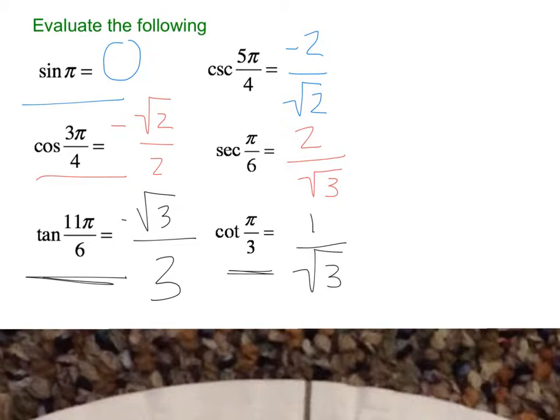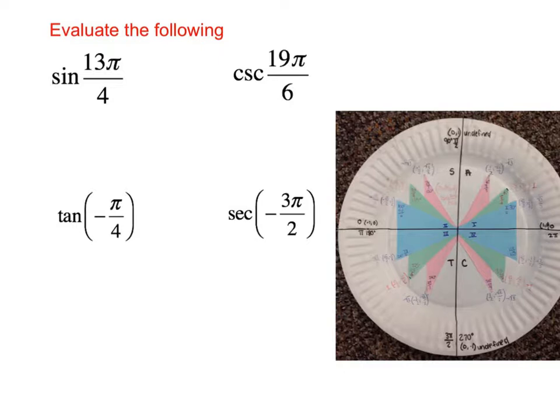So that's how I'm using my plate to find certain values of sine, cosine, tangent, cosecant, secant, and cotangent. On the next slide, we're doing the same thing. We're still trying to evaluate different values of radians.